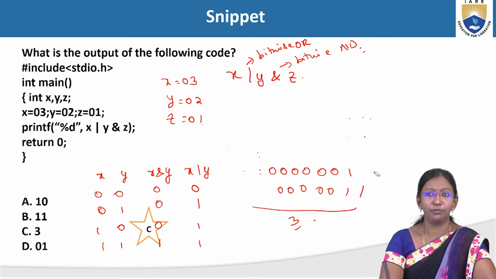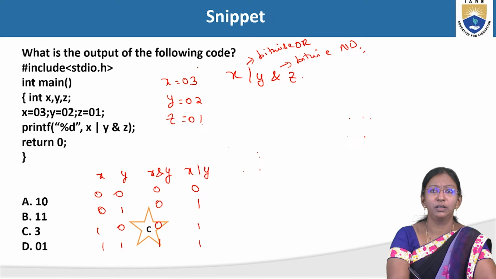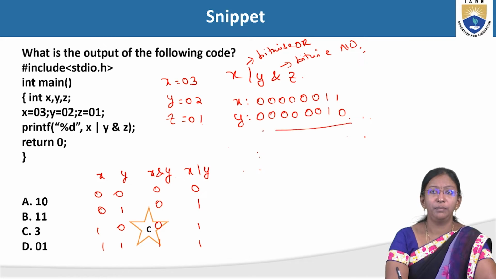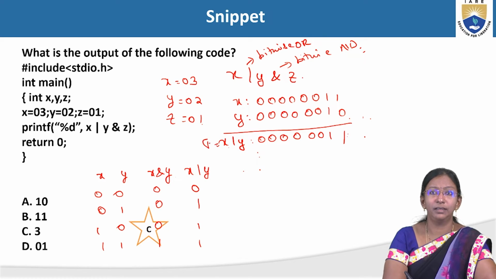what happens if you perform the OR operation first. Let me check that. So x is 0, 0, 0, 0, 0, 0, 1, 1, that is 3, right? And y is 2. Let me perform the OR operation first. If I perform the OR operation, I am going to get 3, right? This is the result, and z is 1.